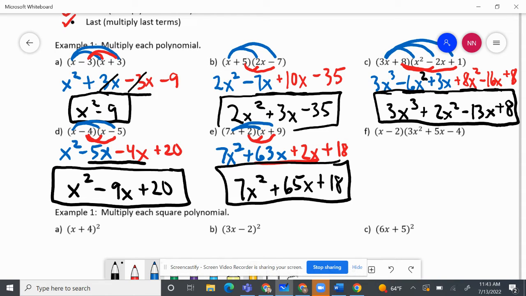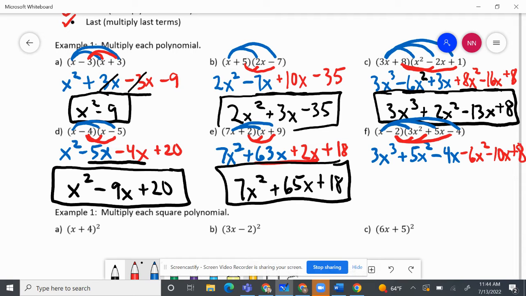Now for letter F, we're going to multiply x by the trinomial. So we take the 3x cubed. X times 5x gives us plus 5x squared. And then x times negative 4 gives us negative 4x. When we multiply the next one, we have negative 2 times 3, which is negative 6x squared. We have negative 2 times 5, which is negative 10x. And then negative 2 times negative 4, which is positive 8.